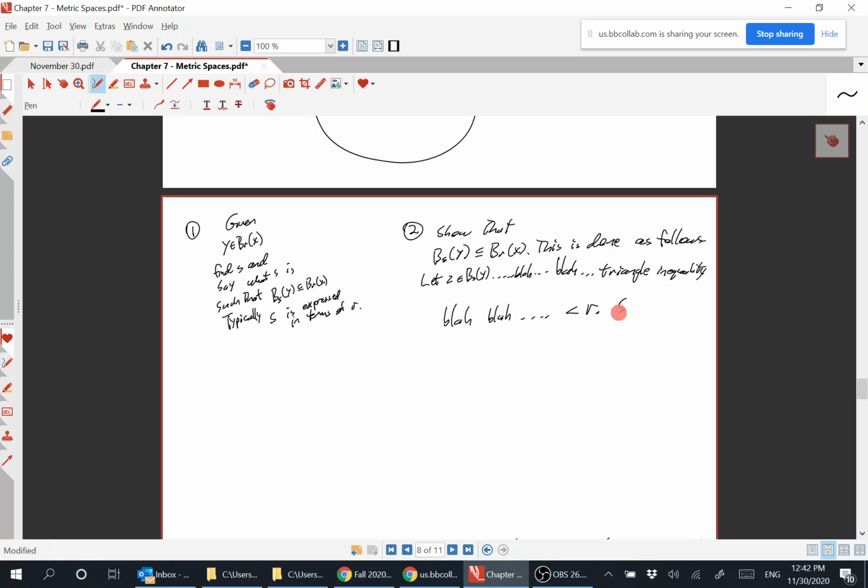So X is, or not X, it was Z. So Z is in B_R(X), period. So let Z be in B_S(Y), blah, blah, blah, triangle inequality, blah, blah, blah, less than R. Therefore, Z is in B_R(X). That's the way the proof will look. Not with blah, blah. You have to fill in the blanks, of course. I thought this was going to be a really easy test. Yeah, just write that.